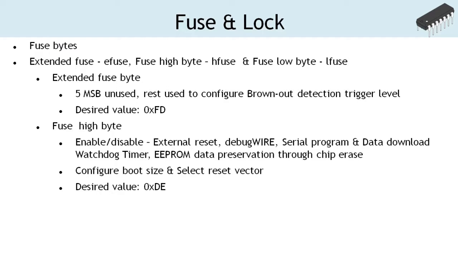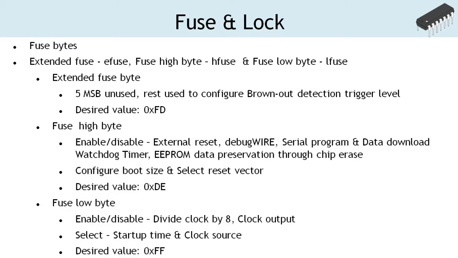The fuse high byte is used to enable or disable external reset, debug wire, serial program and data downloading, and EEPROM data preservation through chip erase. It is also used to configure the size of bootloader section and select the reset vector. The HFuse is programmed with a value DE.